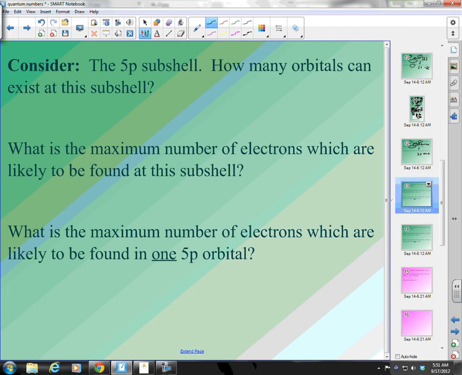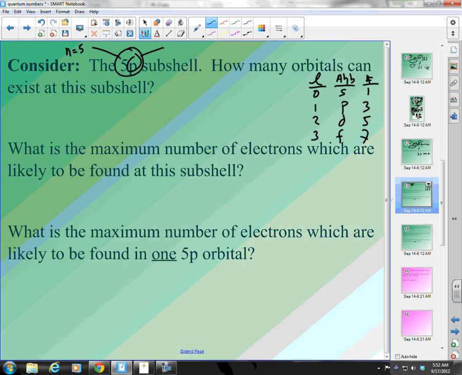Consider the 5p subshell. How many orbitals can exist at this subshell? Okay, 5p. That means I'm at n equals 5, and my L is a p. Let me write down L: 0, 1, 2, 3. My abbreviations are S, P, D, F. The number of orbitals is 1, 3, 5, 7.